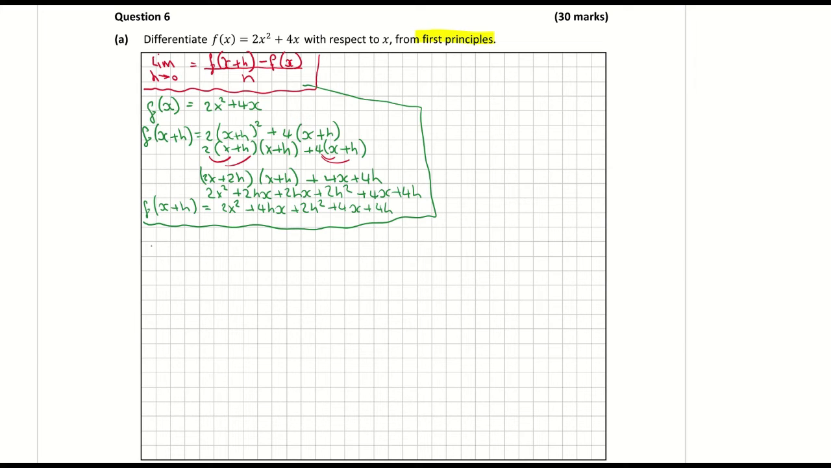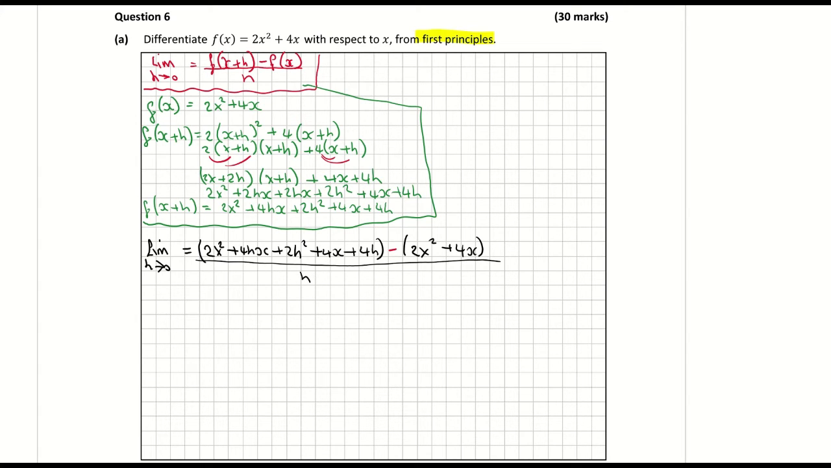So I have the limit as h approaches 0 is equal to f of x plus h. Well, f of x plus h is now given as 2x squared plus 4hx plus 2h squared plus 4x plus 4h. I now subtract, so let me put that in a different color just to make sure we know what we're doing. I'm subtracting f of x, and f of x is 2x squared plus 4x. And I need to put that all over h.